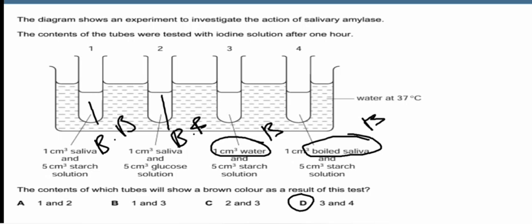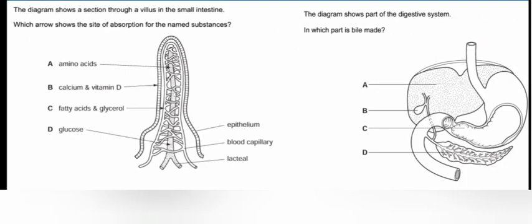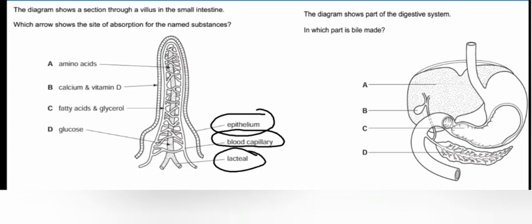D. The next question. The diagram shows a section through a villus in the small intestine. Which arrow shows the site of absorption for the named substances? So we have the outer part, which is called the epithelium. The epithelium absorbs 2 things here. It absorbs calcium and vitamin D. Then when it comes to the blood capillaries, they also absorb 2 things: the glucose and also the amino acids. Then the lacteal also absorbs 2 things. It absorbs fatty acids and glycerol.